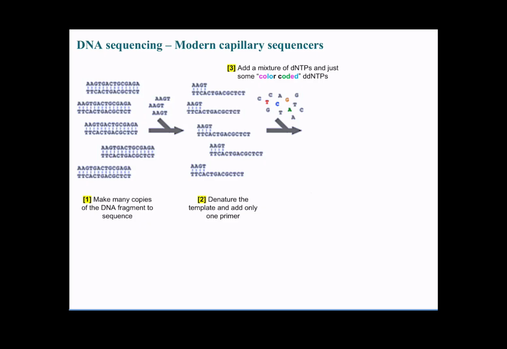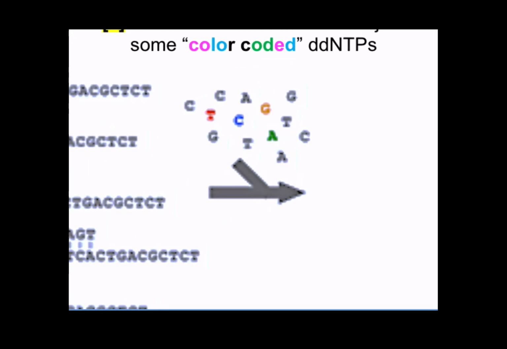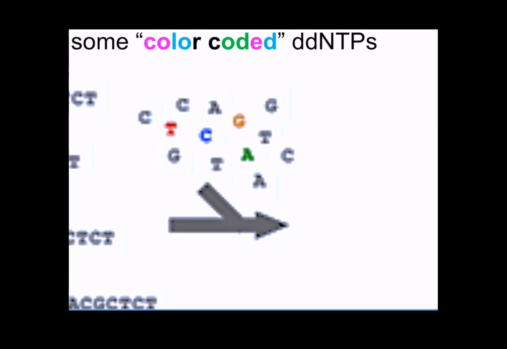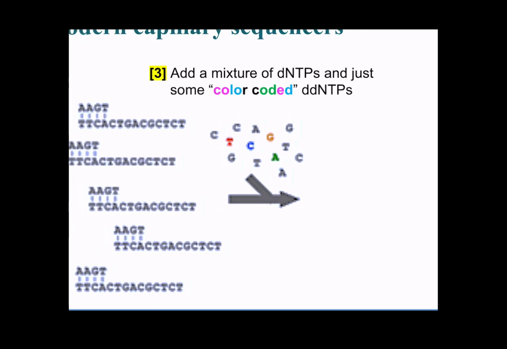So in this example here, I'm going to zoom in, but you can appreciate there is a whole bunch of gray C's, A's, G's, and T's. Those are the regular dNTPs that you need for this reaction to progress to various lengths of that template sequence. But then you spike this mixture with some dideoxy thymidines that happen to fluoresce red light, some dideoxy cytosines that happen to fluoresce blue light, some dideoxy adenines that happen to fluoresce in green, and some dideoxy guanines that fluoresce in yellow. Why we do that will become apparent in a second.